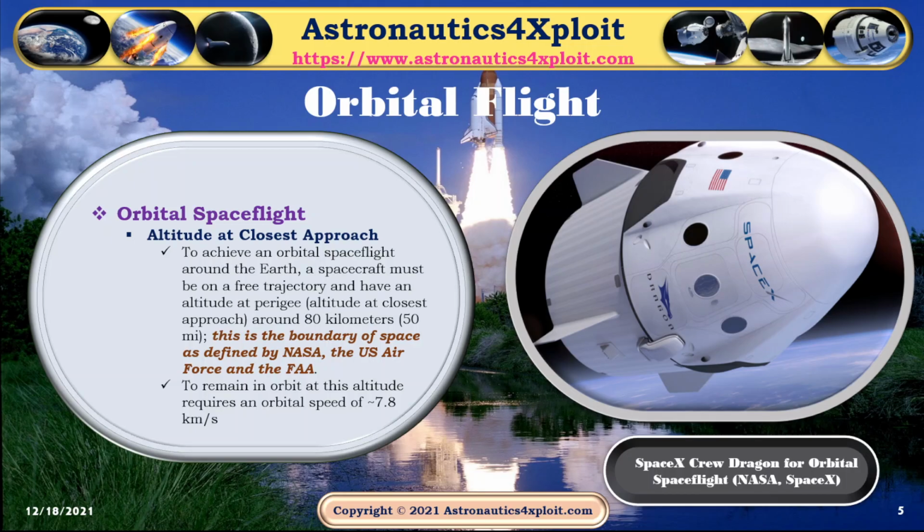The picture here shows the International Space Station. To achieve an orbital spaceflight around the Earth, a spacecraft must be on a free trajectory and have an altitude at perigee, the altitude at closest approach, of around 80 kilometers, that is 50 miles. This is the boundary of space as defined by NASA, the US Air Force, and the FAA. In order to remain in orbit at this altitude requires an orbital speed of approximately 7.8 kilometers per second. The picture here shows the SpaceX Crew Dragon for orbital spaceflight.